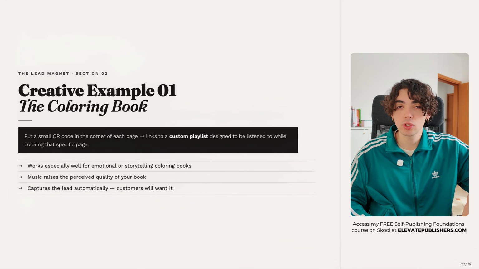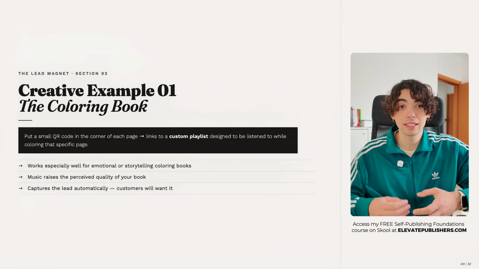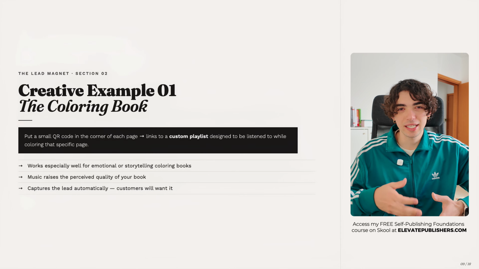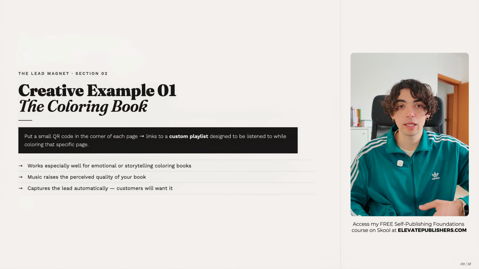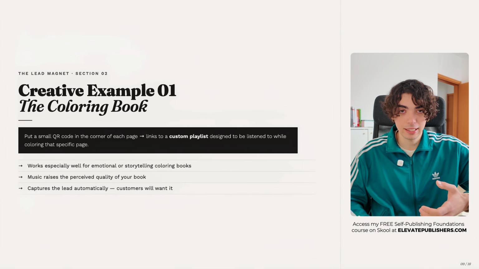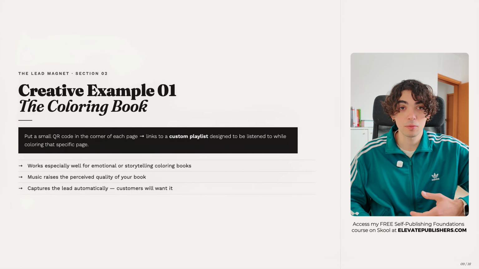You could put a small QR code in the corner of the page that leads to a playlist designed to be listened to while coloring that specific page. Imagine using this strategy in a coloring book about emotions or fears, or one that tells a character story. Through the music, you can raise the quality level of your book on one hand, and on the other, you can get a lead from your customer.